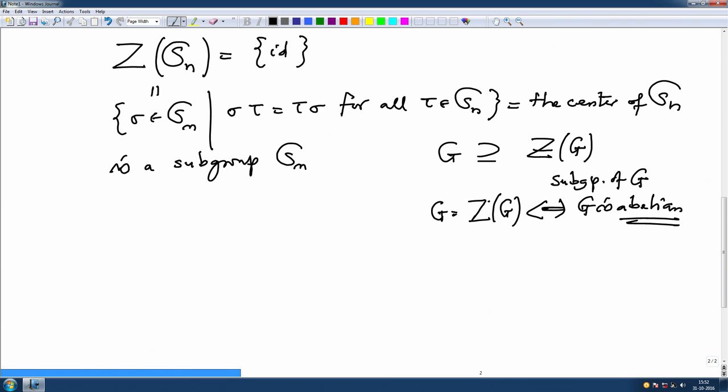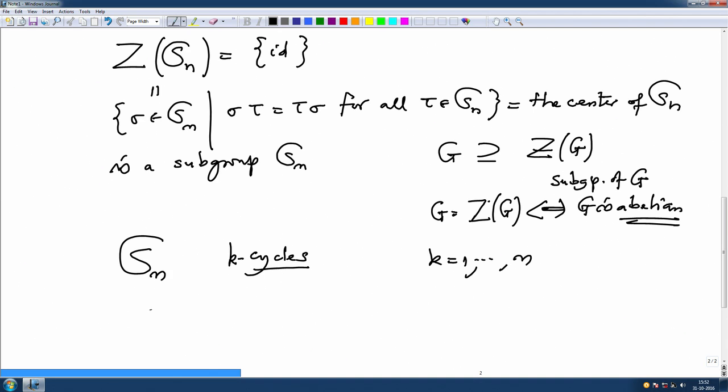Now, in the next few minutes we are going to study some elements of this group Sn, namely the cycles. Cycles are special permutations. So, what is a cycle? It is a k cycle, where k is from 1 to n. So, k cycle means a special permutation.